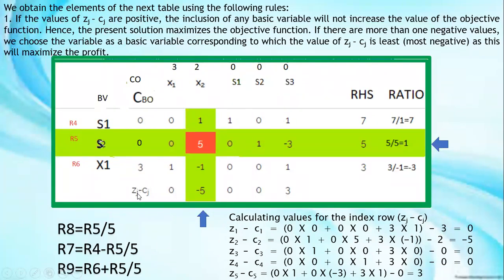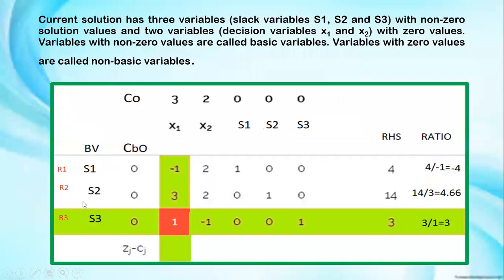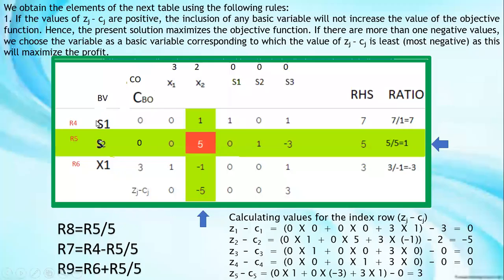Again, you calculate Zj minus Cj value. 0 into 0 plus 0 into 0 plus 3 into 1. 3 minus 3 is 0. Here x1 you have to write, and what are the coefficients? That is x1 is 3. So 0, 0 and 3 are the values, 0, 0 and 3. Okay, so here also 3 minus 3 is 0.